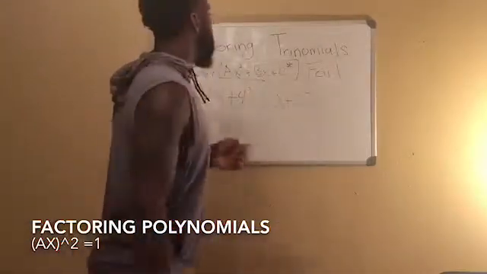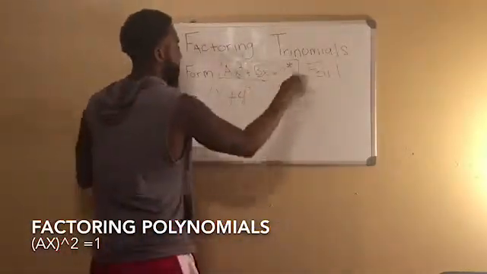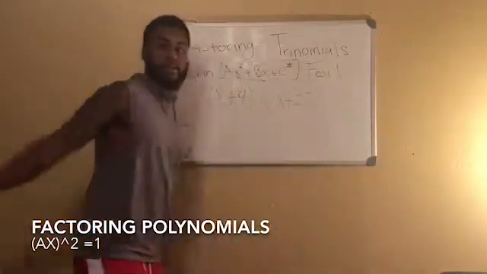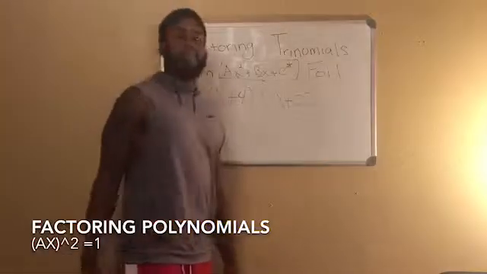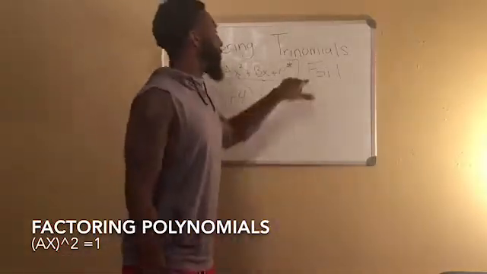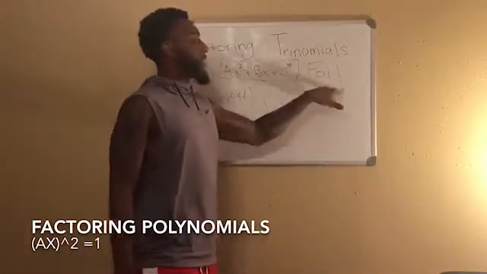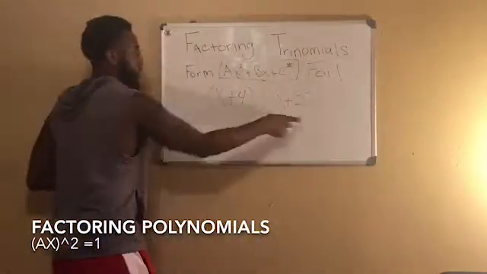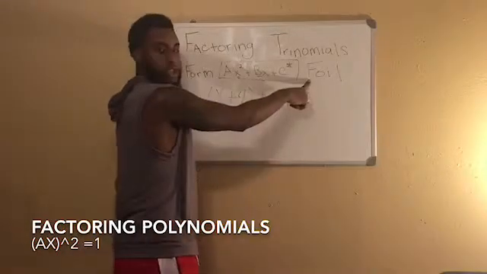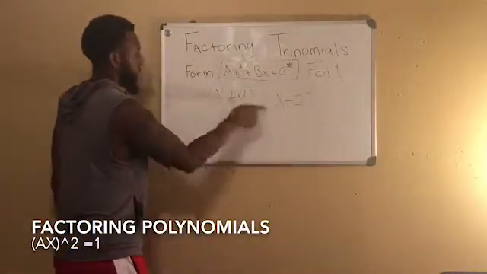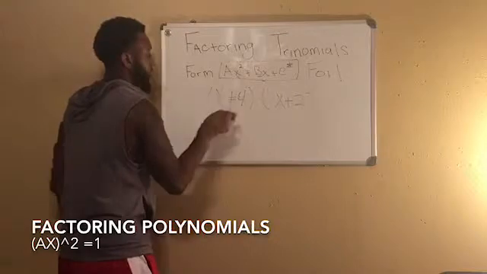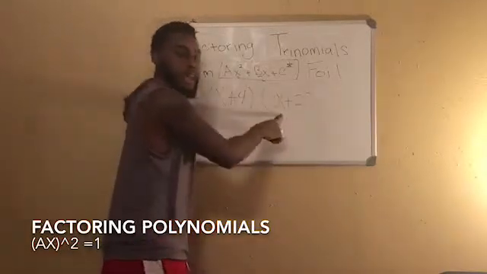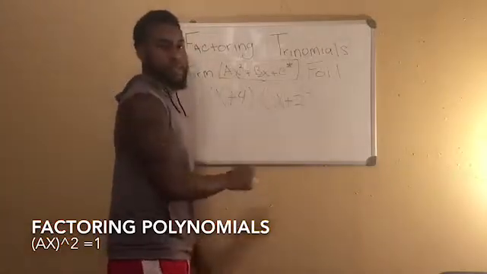It's an acronym. It stands for first, outer, inner, last. Please don't make me write that down. I'm limited on board space. So first, outer, inner, last. Okay? And it's talking about multiplying. So we have two terms, right? We multiply the first terms first. So the first term in this parentheses is x. The first term in this parentheses is x. So x times x is x squared.